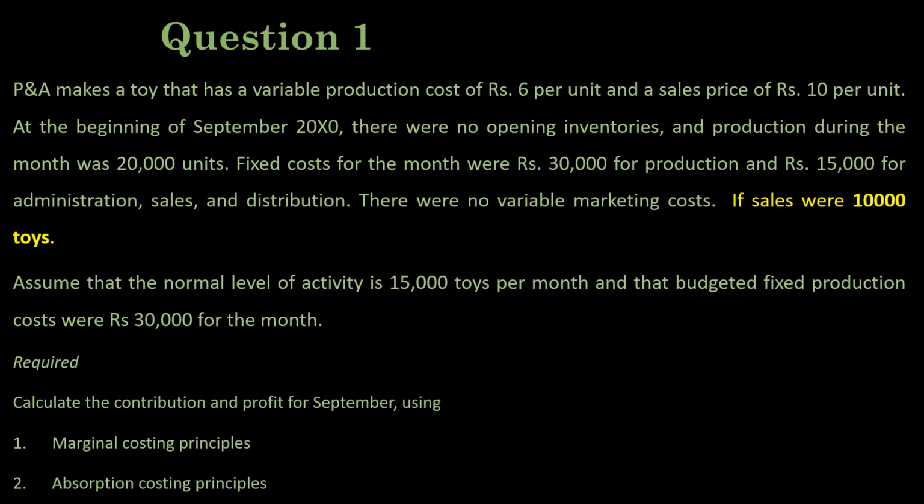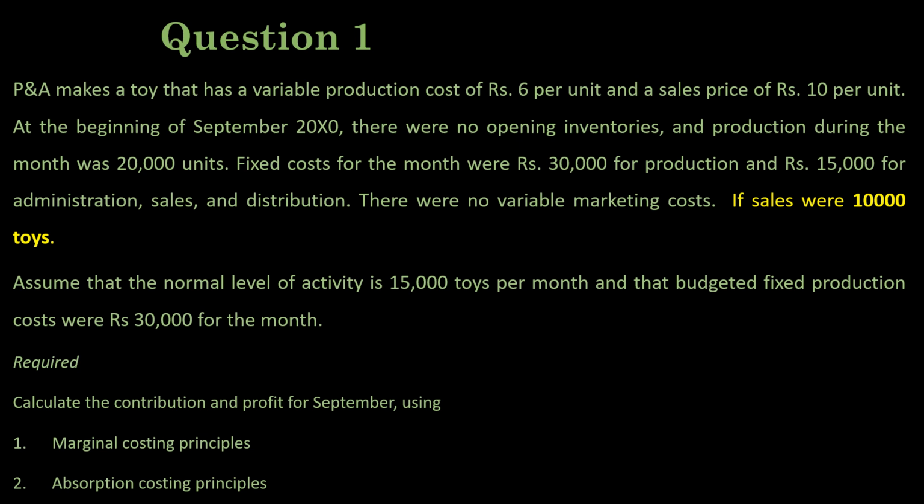Let's look at question 1. P&A makes a toy that has a variable production cost of 6 rupees per unit and a selling price of 10 rupees per unit. At the beginning of September, there were no opening inventories and the production during the month was 20,000 units. Fixed cost for the month were 30,000 rupees for production and 15,000 rupees for administration, sales and distribution. There were no variable marketing cost.